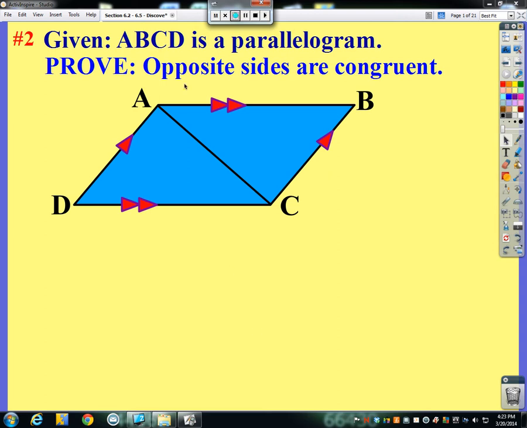It says, given we have a parallelogram ABCD, we want to prove that the opposite sides are congruent to each other. That was a property that you discovered in the computer lab, that opposite sides are congruent. So let's prove that that really is a true property in a parallelogram. Now, our given information is that we have a parallelogram. So the first line of our proof would be ABCD is a parallelogram.